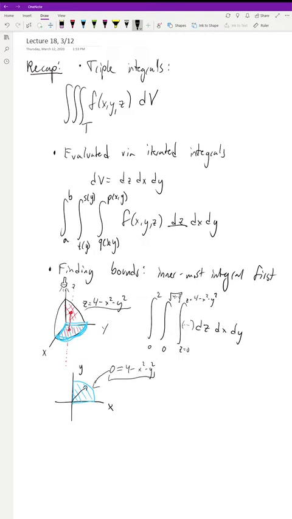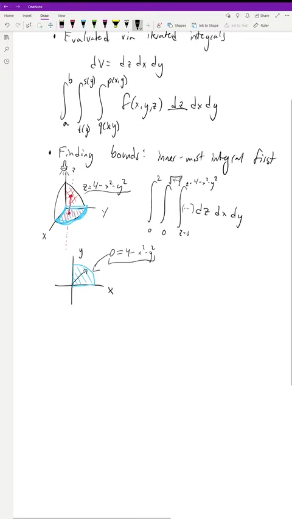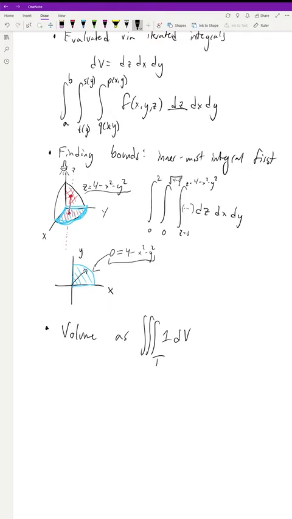Okay, so finding our bounds for the outer two integrals is pretty much just an exercise in double integrals, but finding our bounds for the inner integral is a little bit more complicated because we have functions that could potentially depend on more than just two variables. And then the last thing that we mentioned last time was that you can calculate volume as the triple integral of 1 dV over region T. So this will give you the volume of T.